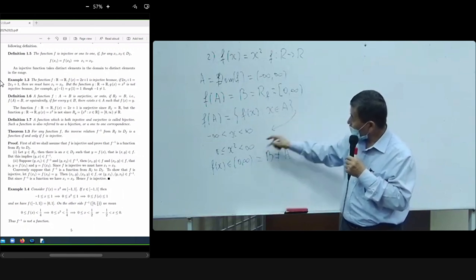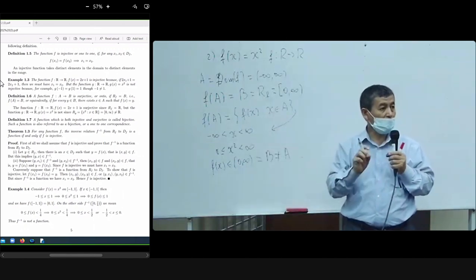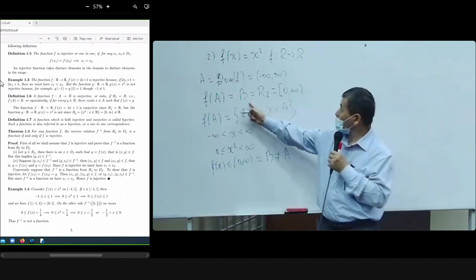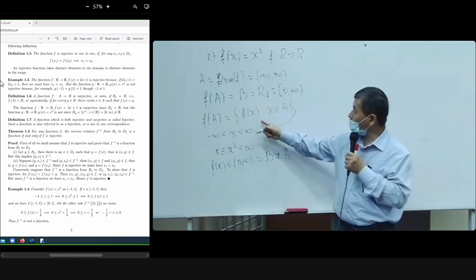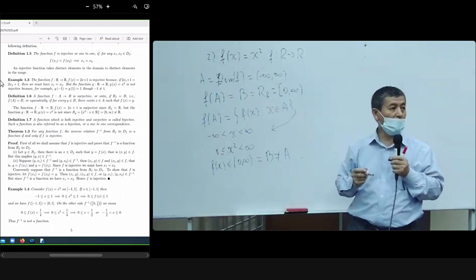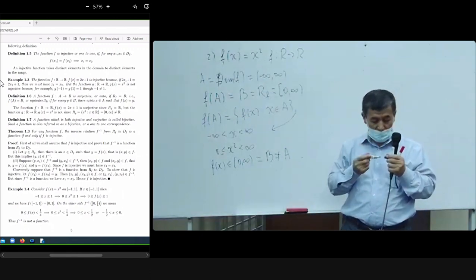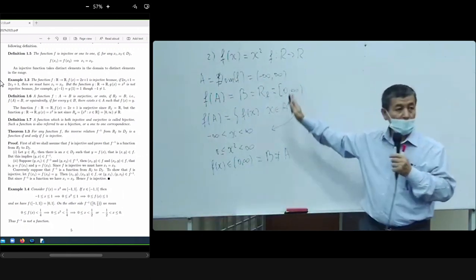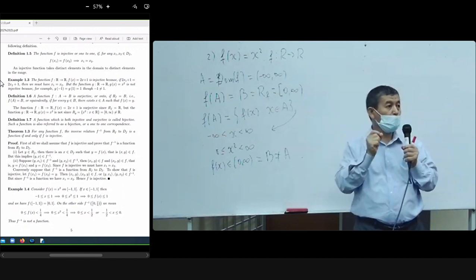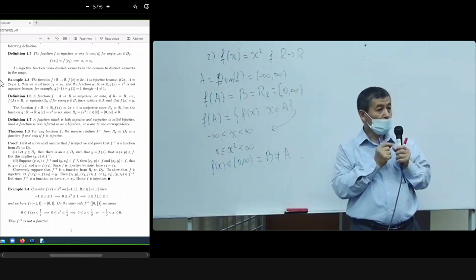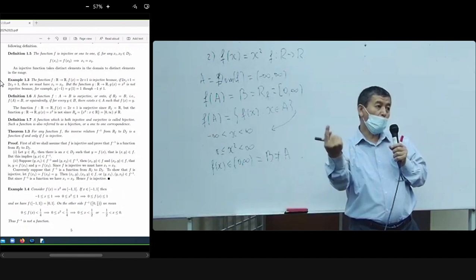From here, I can get the range of the function, because the definition says f of A is the set of all f of x such that x belongs to A. Okay? So I hope from this picture you can see how to prove this surjectivity. So surjective is actually onto.